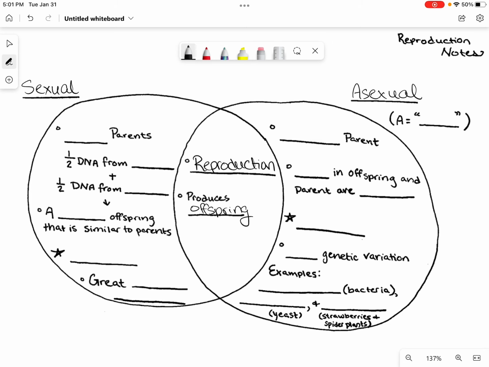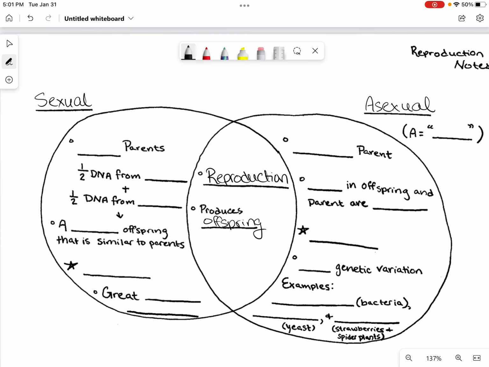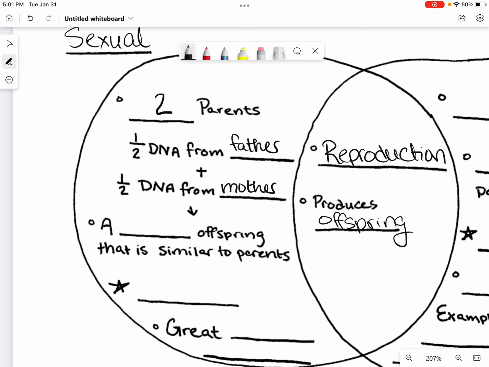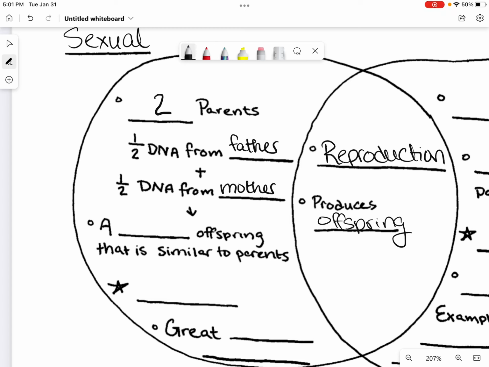Okay, we are going to start over here on the left side with sexual reproduction. This is going to be used in all animals, especially all mammals. You're going to use sexual reproduction. And within this category, you're going to need two parents. And that's because half of your DNA is going to come from the father, and half of the DNA is going to come from the mother. And these two halves of DNA combine from each parent in the combination of a sperm and an egg cell, and they result in a unique offspring.